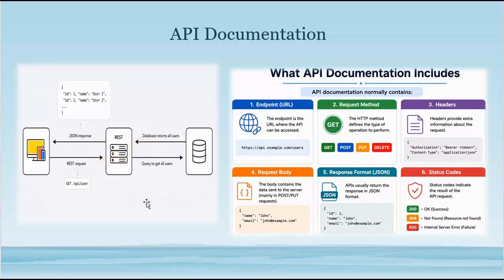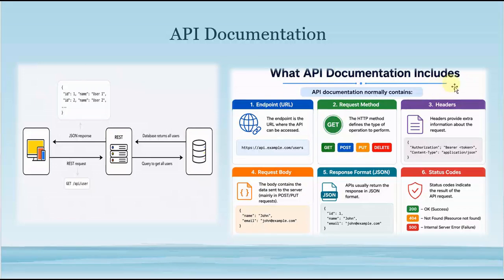And one more thing: API documentation includes, look at the picture here, endpoints like URLs. Here you can see that https://api.example.com is used. This is the endpoint. And one more is the request method: GET, POST, PUT, DELETE. These are the methods it includes.